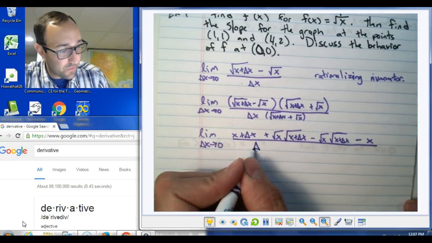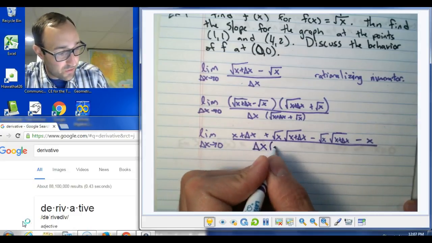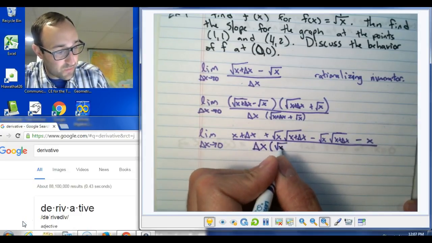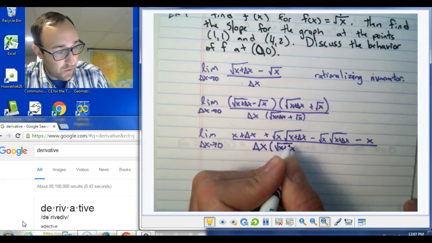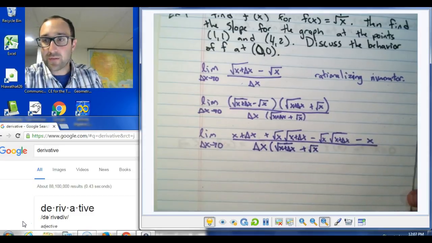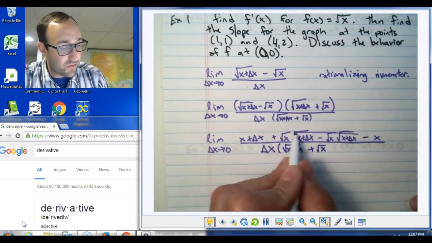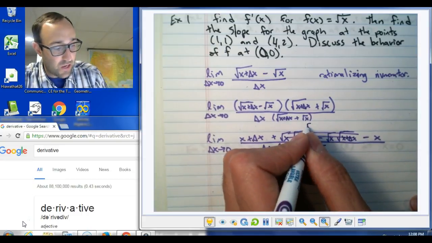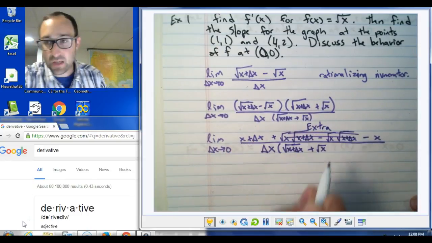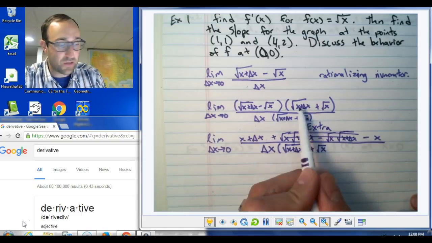What I'm going to say is I'm going to leave this as delta x, and then I'm going to have the rest of it. So that is the square root of x plus delta x plus square root of x. Seems confusing at first, but it's just FOIL with some extra stuff. So we didn't even need to write this. That is extra. We knew that was going to cancel out because that's how we chose it, because it's minus and plus.